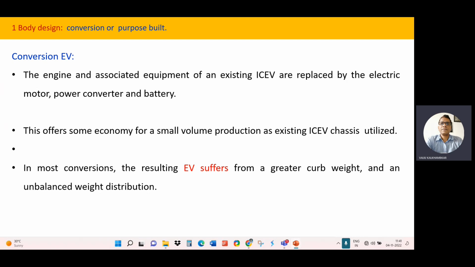Now this is one of the simple options one can see, and it is rather economic as you are using the existing vehicle body and adjusting the electrical components to make it an electric vehicle. So it offers economy for small production as we are using the existing IC engine vehicle chassis. Now, one of the problems in most of these conversions from the existing vehicle to electric vehicle is that the converted electric vehicle suffers from large weight, or increased curb weight, and unbalanced weight distribution. So obviously it will suffer in the efficiency of the vehicle, but it is one of the economic options when you go for a smaller production level.